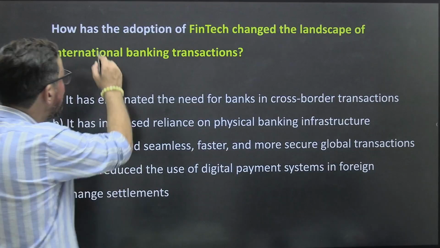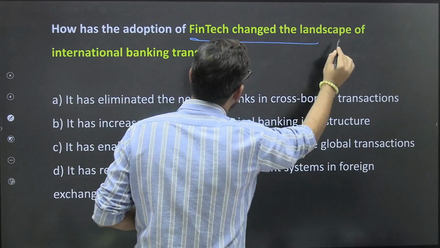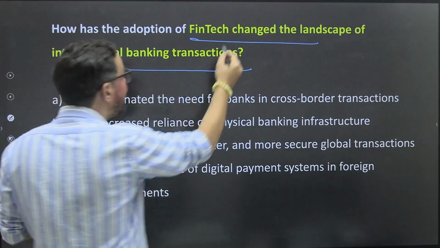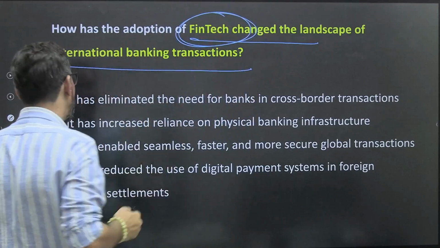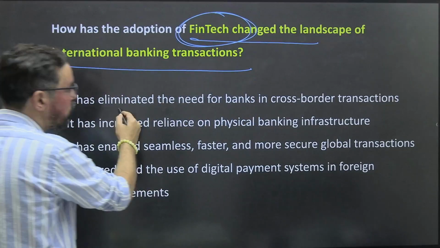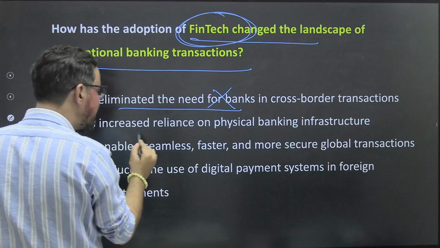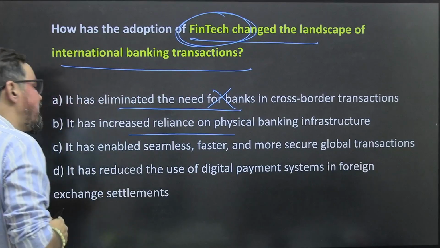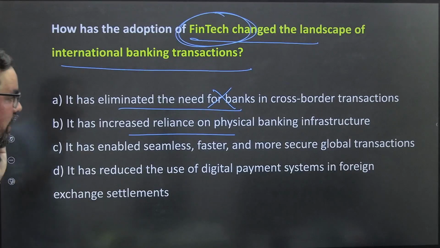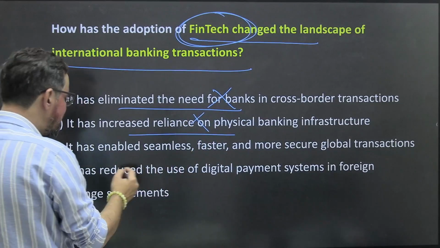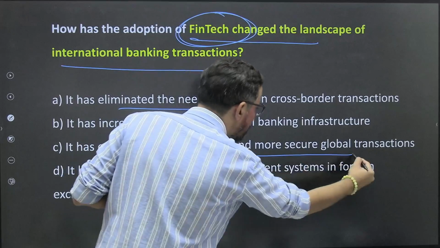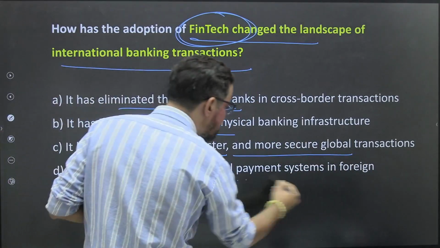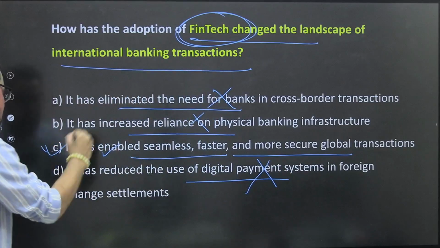Next one, how has the adoption of fintech changed the landscape of international banking transactions? The use of fintech in international trade finance. It has eliminated the need for banks. No, it has increased, it is a tool which generally supports banks in this particular business. It has increased reliance on physical banking infrastructure. It has enabled seamless, faster and more secure global transactions. It can be. It has reduced the use of digital platforms. No, ठीक है। सो क्या होगा करेक्ट आंसर आपका आउट ऑफ द गिवन स्टेटमेंट?